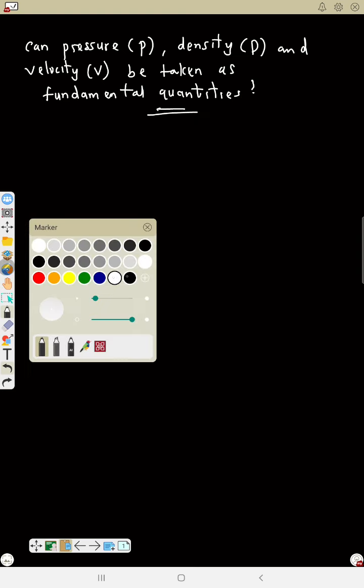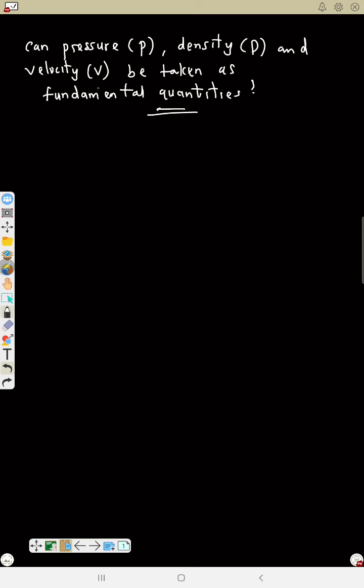We can prove it. Normally we know it cannot, because velocity is displacement over time. It depends on other quantities, so it will fail. But let's show it mathematically. Pressure, density, and velocity are not independent. That is, they can be related as P is equal to density times V square. So they cannot be taken as fundamental variables.